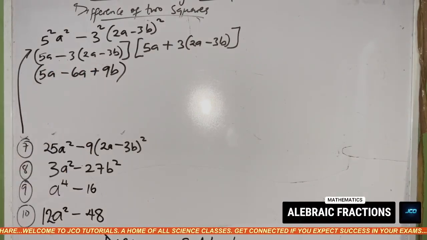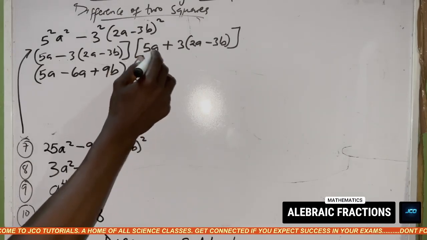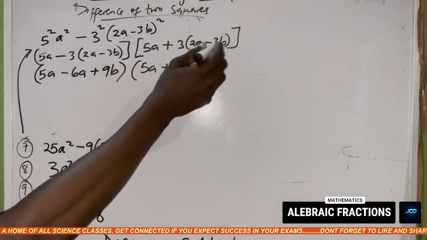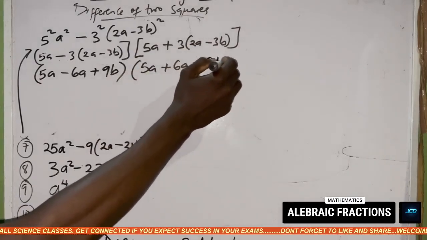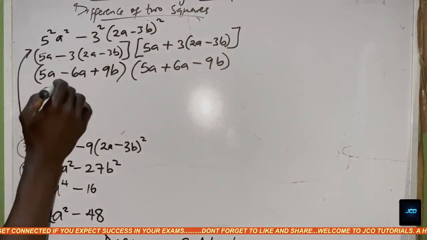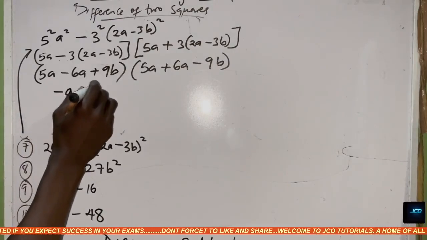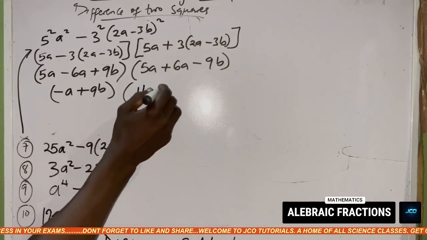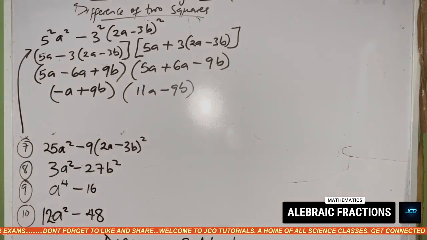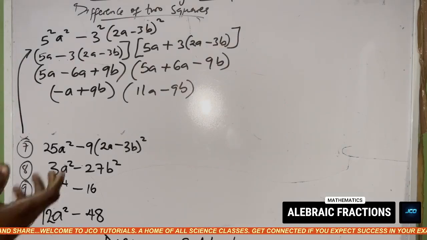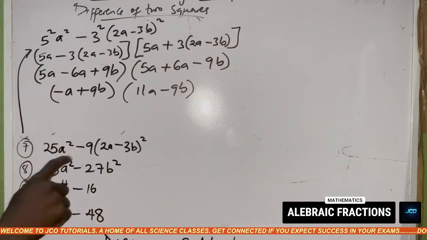We go on over there and have 5a plus 3 times 2a, 6a, 3 times minus 3b, minus 9b. So this 5a and 6a, they are like terms. Subtract it, you have minus a plus 9b, then 11a minus 9b. This is our answer. So in the next class, we're going to see how we can take questions like this and bring it back to put it in this format.